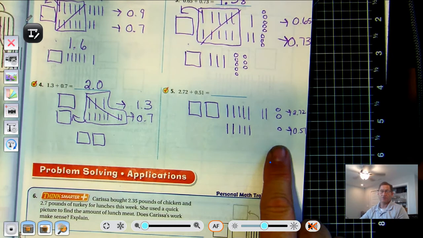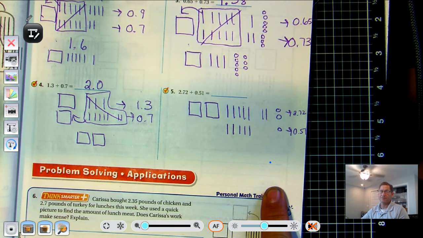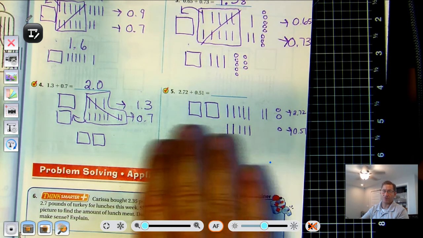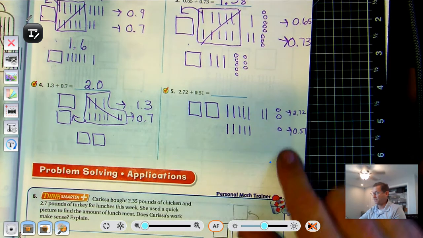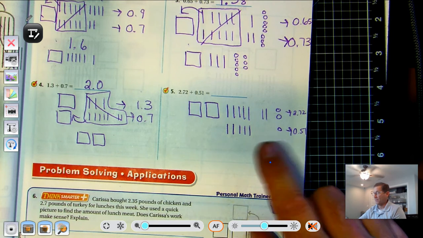Okay, you'll notice that I put the hundredths in the same section as my other hundredths. So we're practicing still keeping the place values separate. All right, so let's add the hundredths. We only have 3. Do we need to regroup? No.